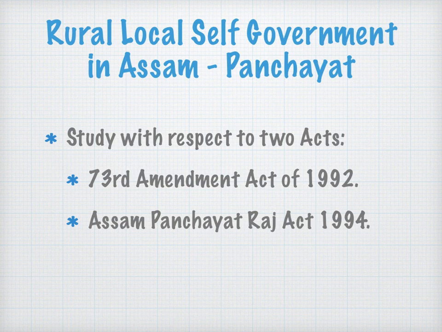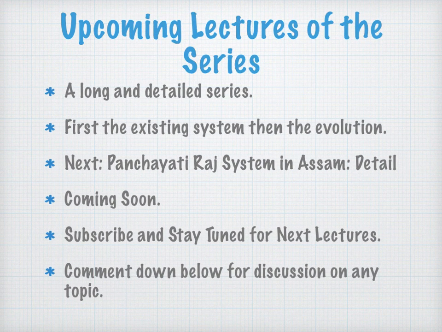So dear friends, as we have already mentioned, this is going to be a very long series. In the upcoming lectures, we will first put up the existing system of local self-government, and then we will take up the evolution of local self-government in Assam. In the existing system of local self-government, there will again be different parts. The next lecture will be on the Panchayati Raj system in Assam, in which we will take up in greater detail the rural local self-government system in Assam. And then in subsequent lectures, we will take up the urban local self-government in Assam, the provisions of the 6th Schedule areas, and the provisions of other autonomous district councils.